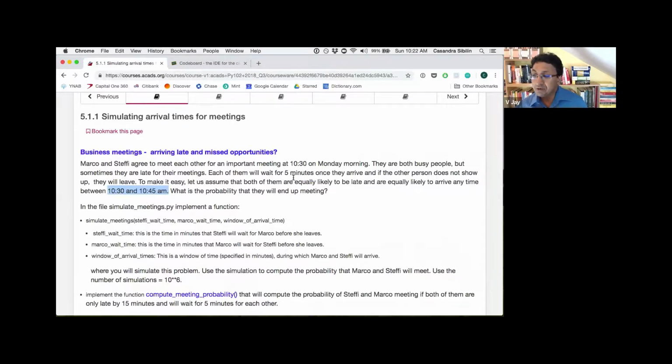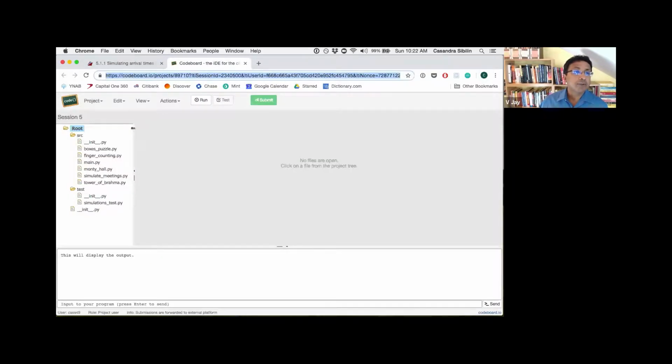So what we're going to do here is have the computer generate different examples of what happens to these people. Then we're going to see if they end up meeting or not. Then we're going to calculate an average on that data, and that's going to give us the probabilities. Okay, so let's switch to our lab, and there's a file called simulate meetings.